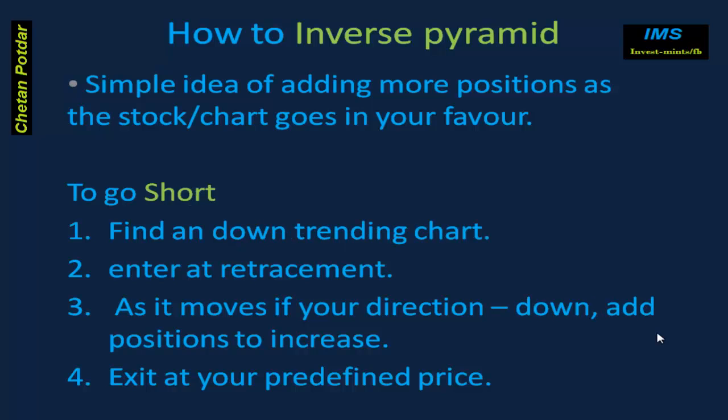How do you do inverse pyramiding when shorting a stock? Find a stock which is a downtrending stock, which is a rule we know of. You allow it to retrace, which means you allow it to go to a certain high level, and the moment it starts going down, you short the stock, and as it starts going down, you end up shorting more and more. So you are adding more to the position in the direction which is favorable to you, which is going down. Obviously, your entries, exits, and stop losses are always predefined.